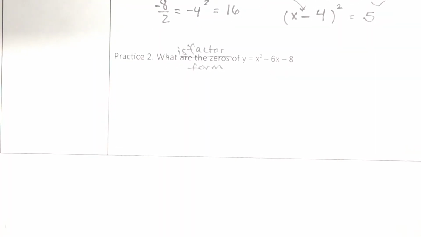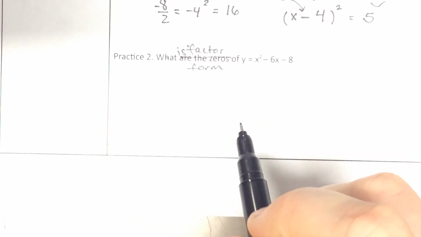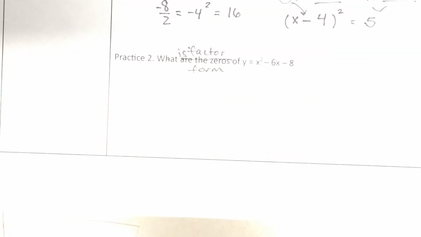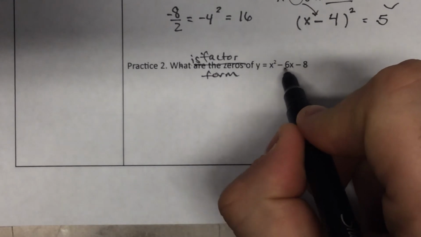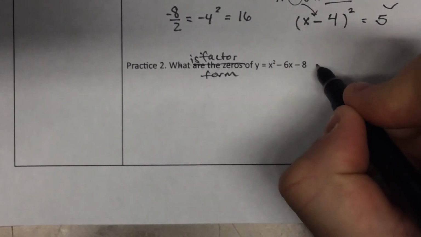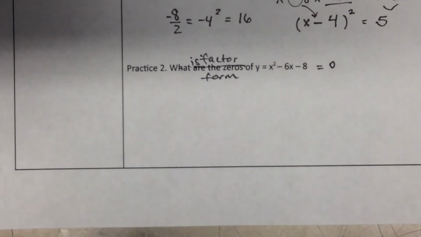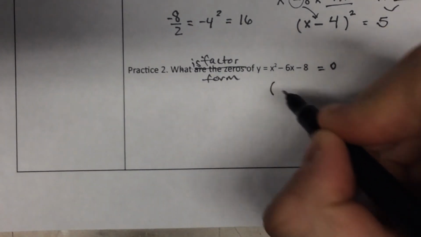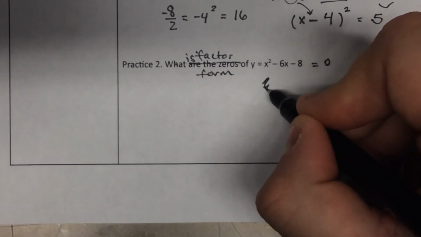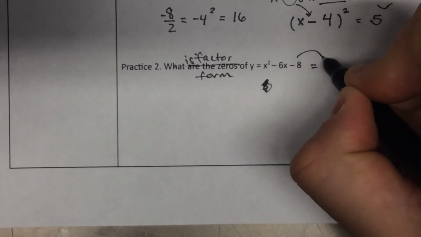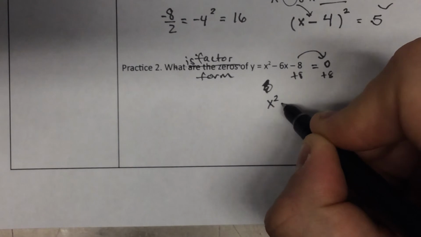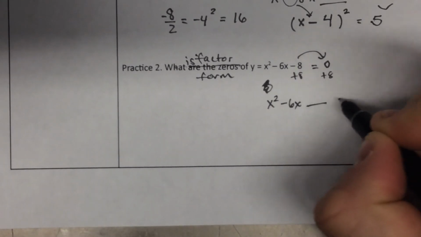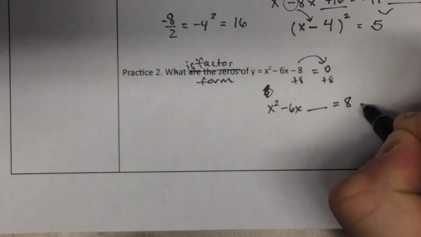All right, so let's quick check. So we have the factored form here. We have x² − 6x − 8. So I'm going to set that equal to 0. Okay, bring this over. Add 8, add 8. I end up with x² − 6x. Leave my gap, equals 8.